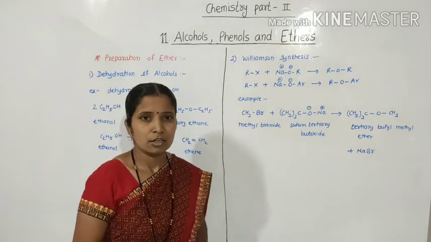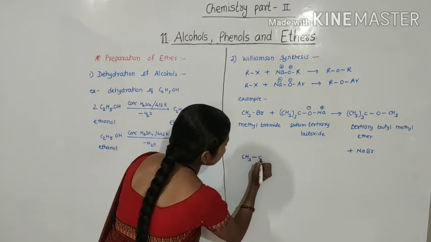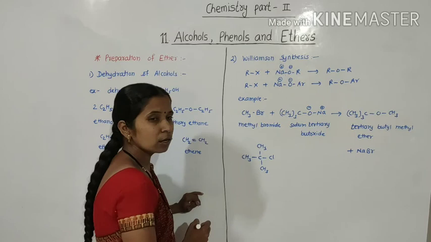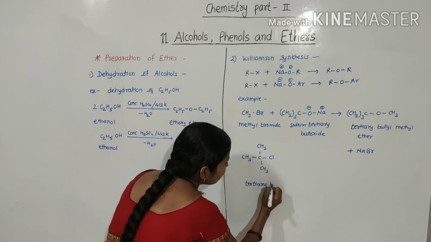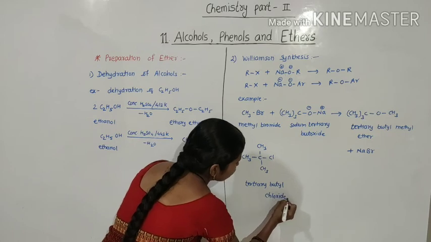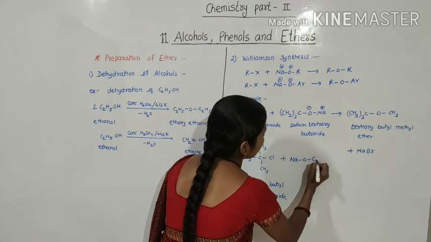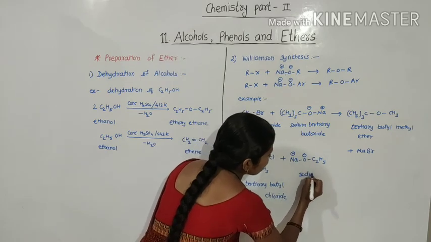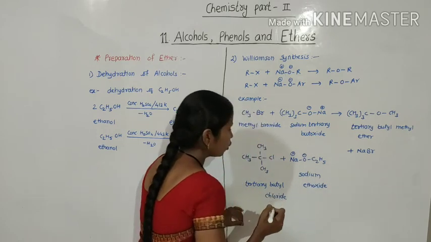In this reaction, alkene is the major product. See the example. (CH3)3C-Cl, we take tertiary butyl chloride, again reacting with sodium ethoxide, Na-O-C2H5. Sodium ethoxide.